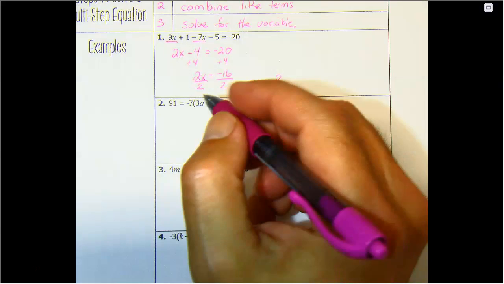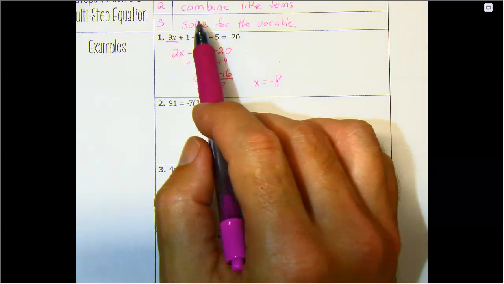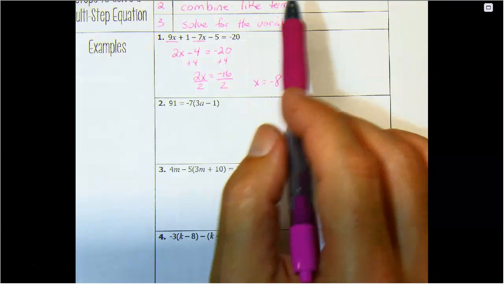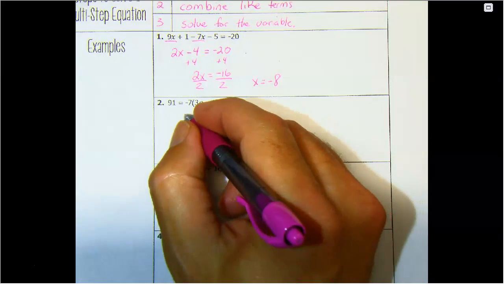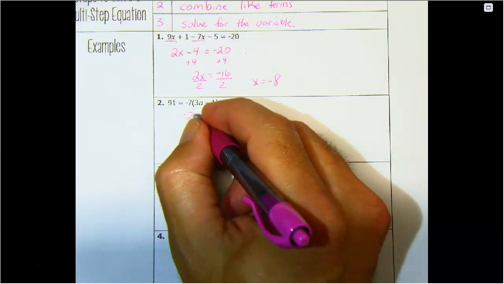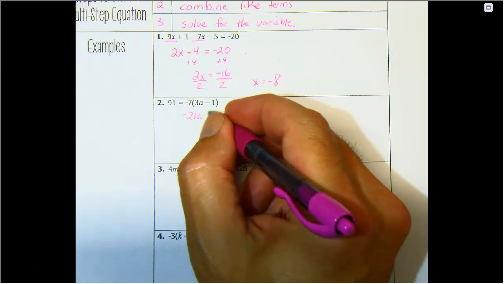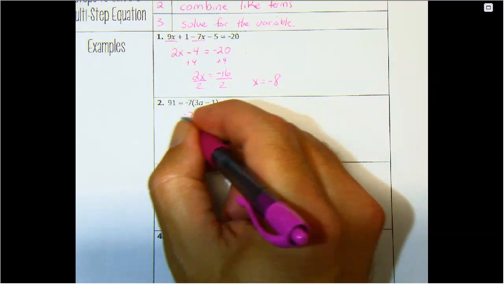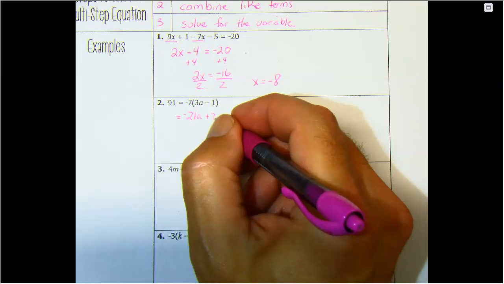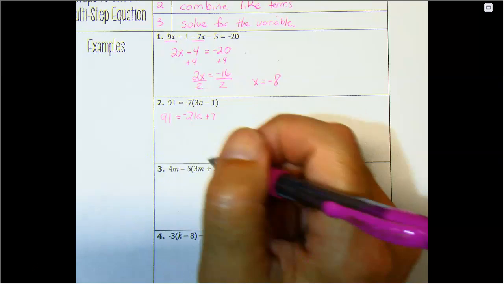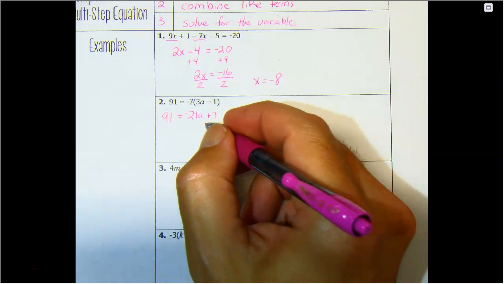Number 2, again, now we'll get to that top step, distribute if necessary. There is a parenthesis there, so we're going to distribute to get rid of it. So 7 times 3 is a negative 21a. Negative 7 times a negative 1 is going to give me a positive 7. So we have to remember to worry about the signs as well. We've got a 91 sitting over here. So now it's the same thing.